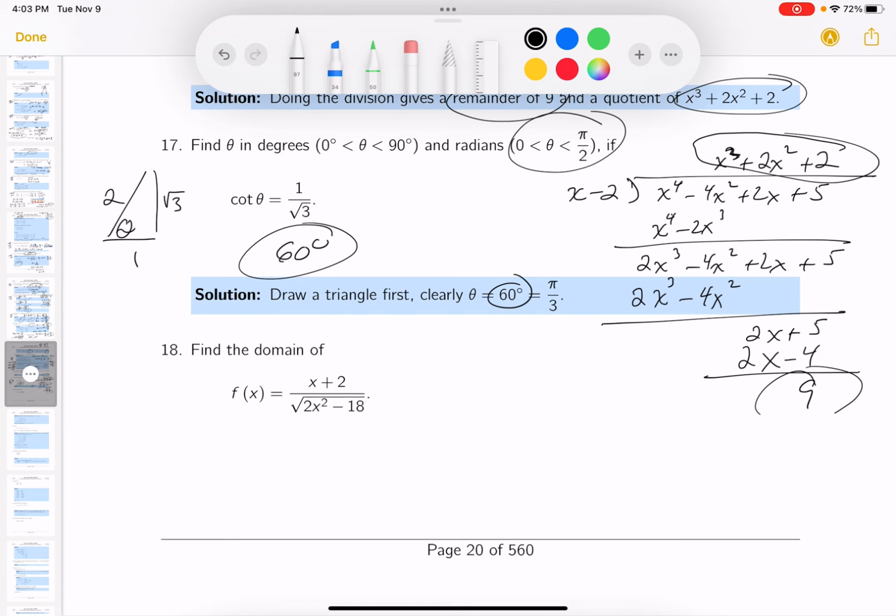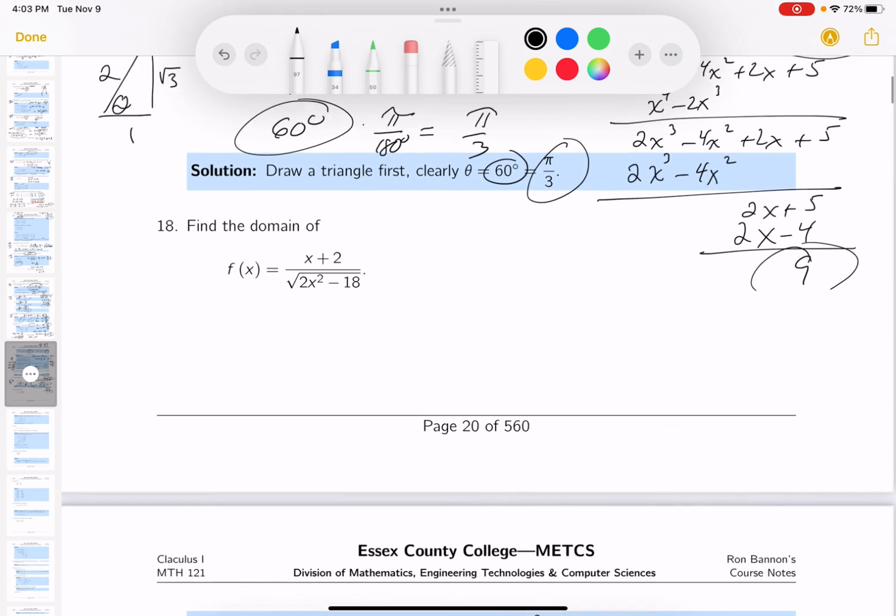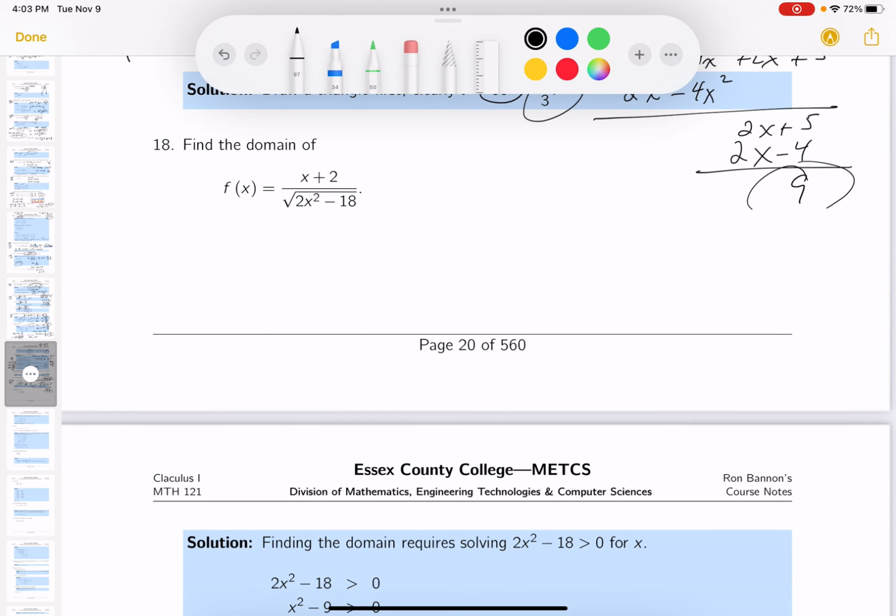They also said radian measure. Let me write that down for you. That would be pi over 180 degrees, and that would be pi over 3 now. And that's written right over here for you. Well, let's do the next one, the domain of this one over here. Again, that's a Math 119 question.